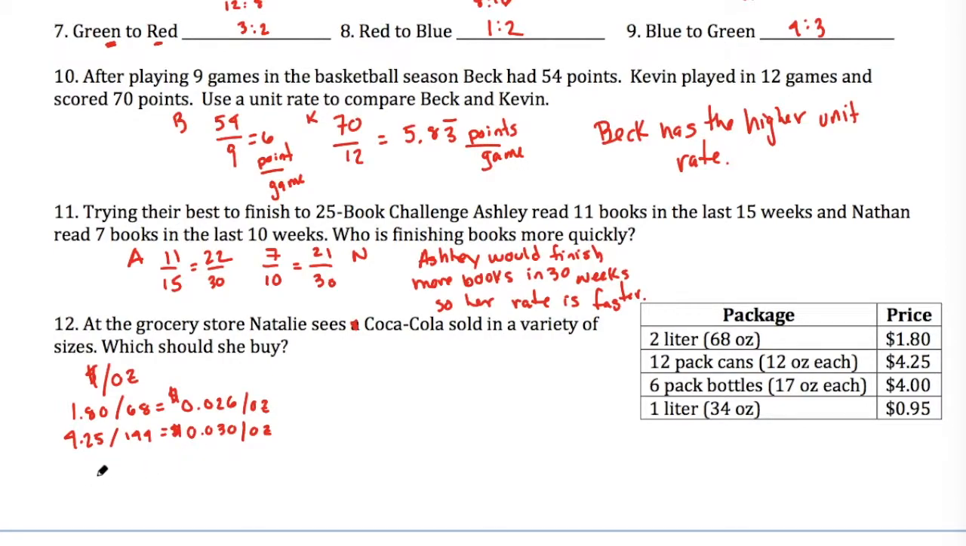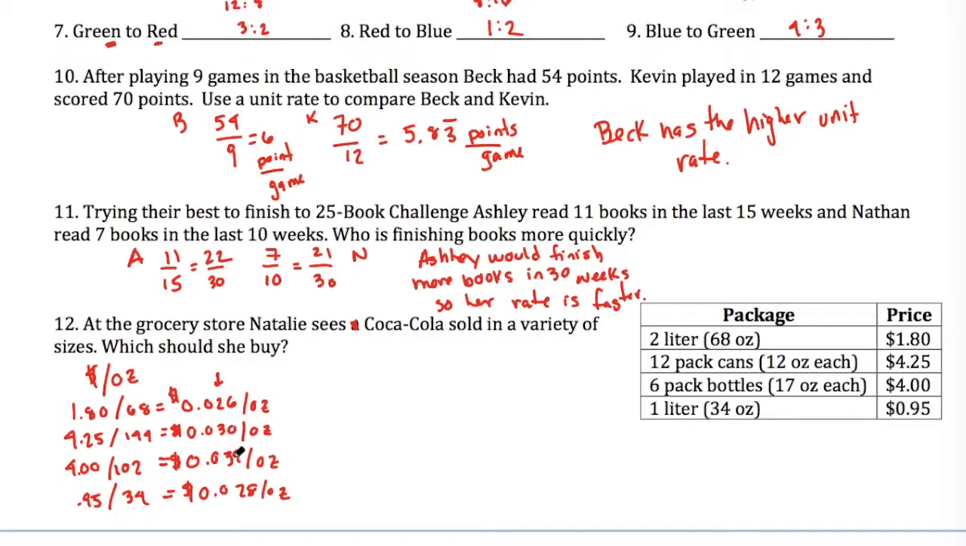For the 6-pack, that costs $4, and that turns out to be 102 ounces if you take the 6 times the 17, and so that would give us $0.039 per ounce. And then lastly, we have an individual 1 liter for 95 cents, divided by its 34 ounces, and that gives us $0.028 per ounce. So we're talking here, this hundredths place is pennies. So they're all pretty close to 3 pennies.